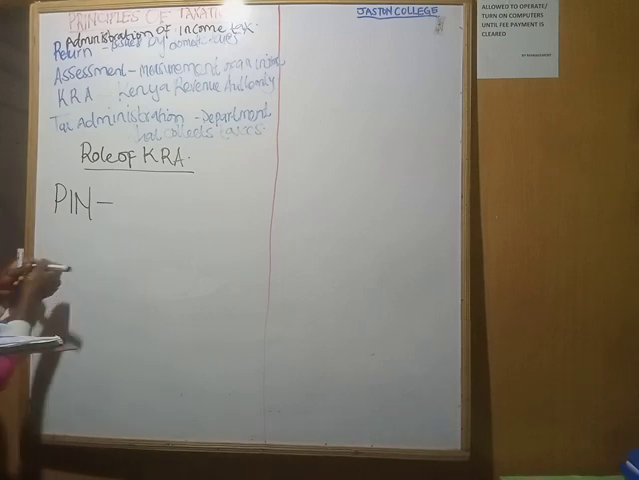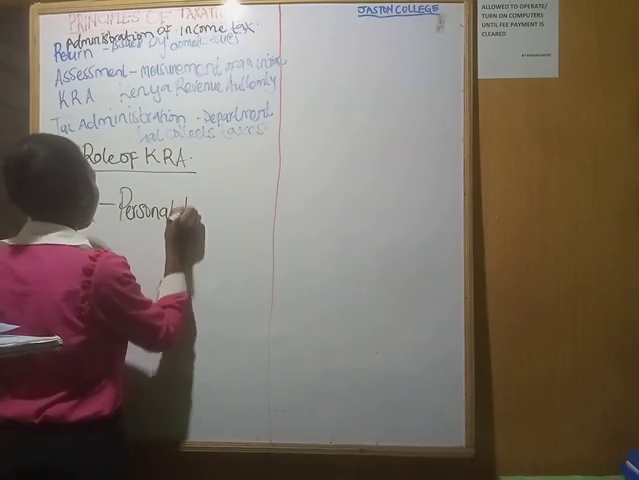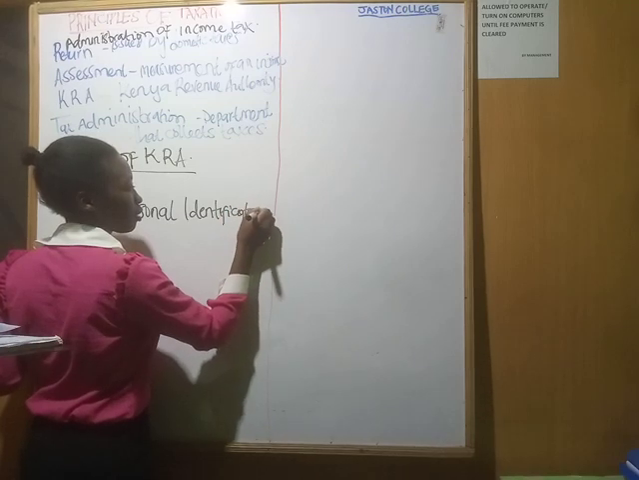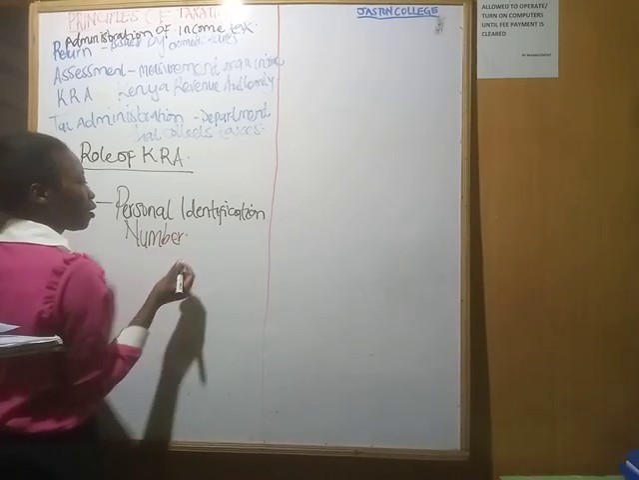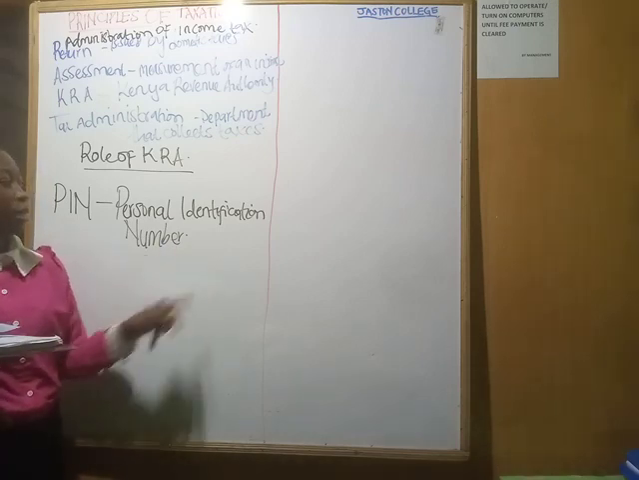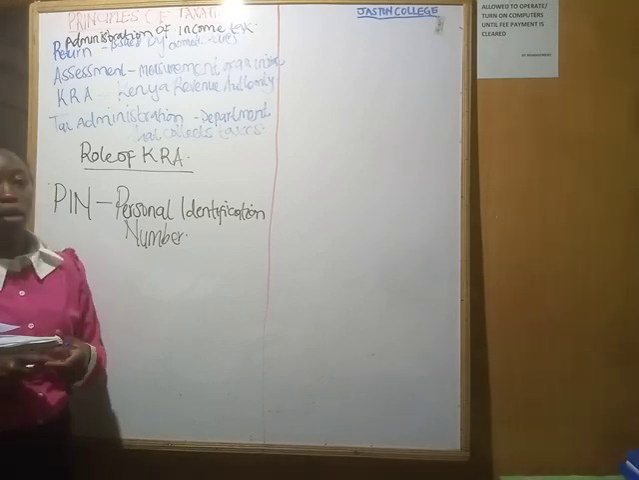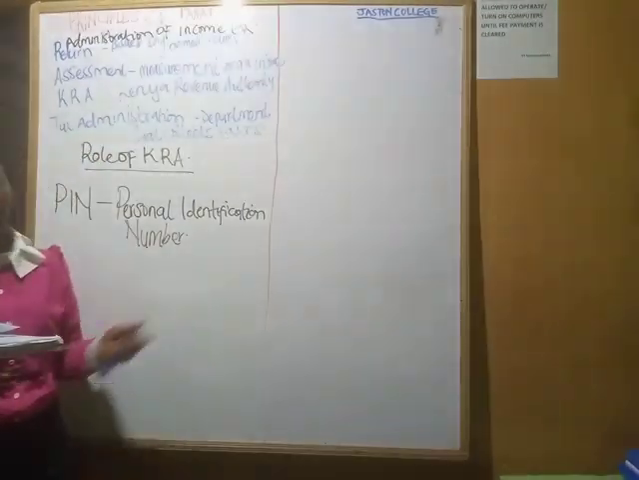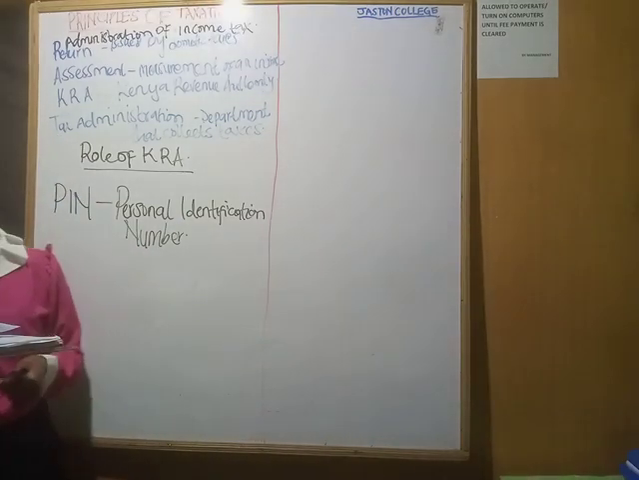The PIN is the personal identification number, whereby every taxpayer is supposed to have a personal identification number, and the PIN is usually numbered, and the numbers are not always the same. So every taxpayer has his or her own PIN number.